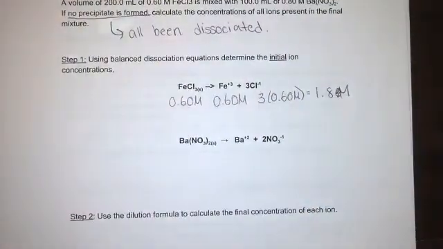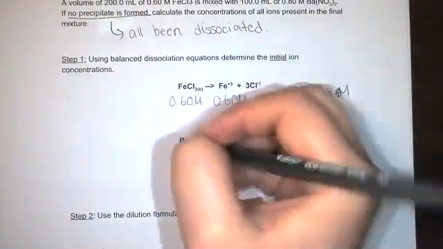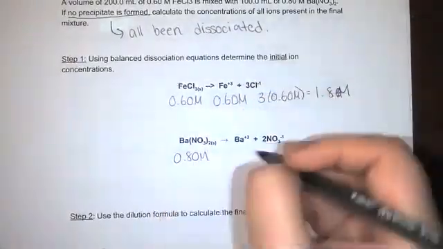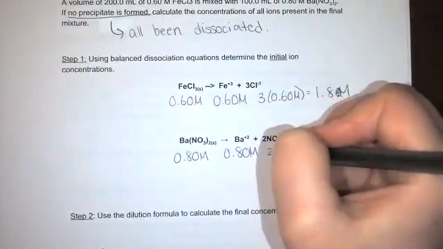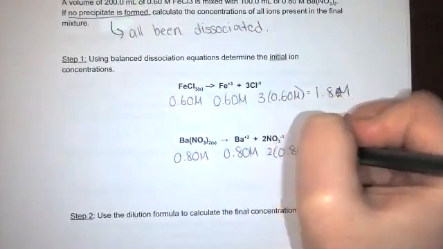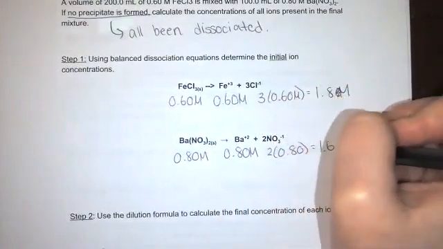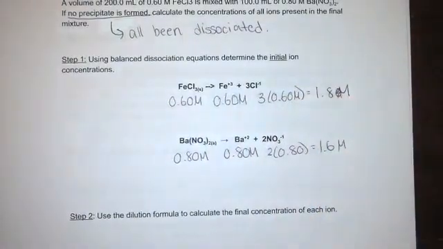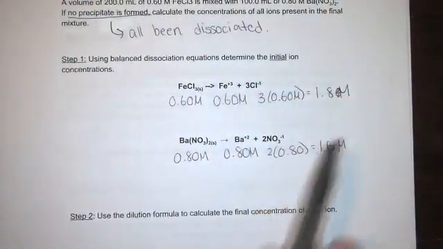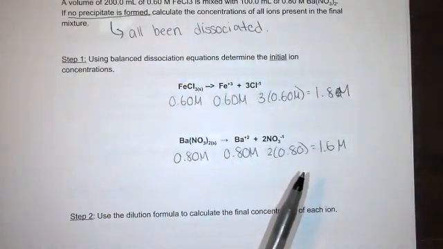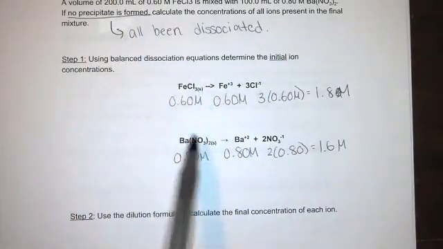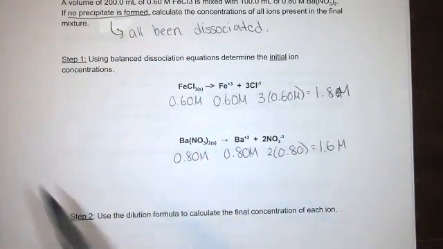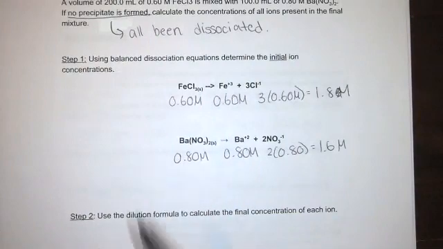I'll do the same for my barium nitrate. I started with 0.8, so 1 to 1 here, so also 0.8, but then I'm going to multiply this amount by 2. For 2 sig figs, that is 1.6 for my nitrate concentration. Now, I've done this before I've diluted everything. You can decide you want to find your diluted concentration first, as long as my dilution formula is somewhere in here, and I'm actually going to do my dilution in my next step.